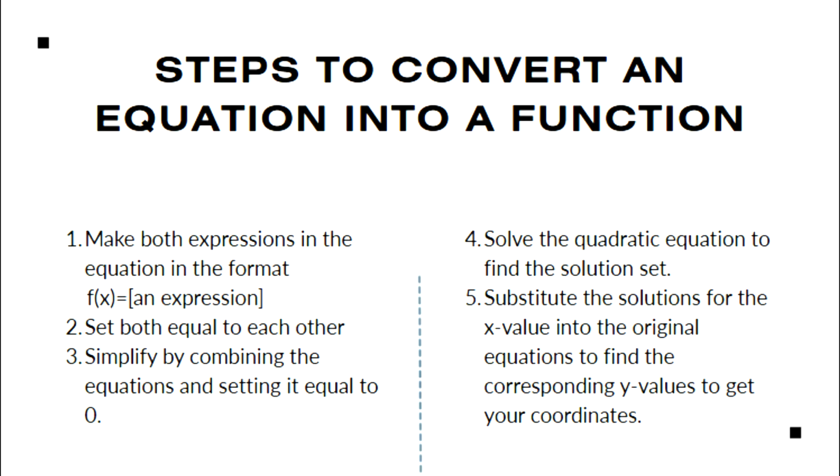First, make both expressions in the equation in the format f of x equals an expression. Okay, so you're going to separate them into two separate expressions. Then you're going to set them equal to each other. Simplify by combining the equations and setting it equal to 0. Then you're going to put everything on one side of the equation. So you'll move everything over and put it equal to 0. Solve the quadratic equation to find the solution set.